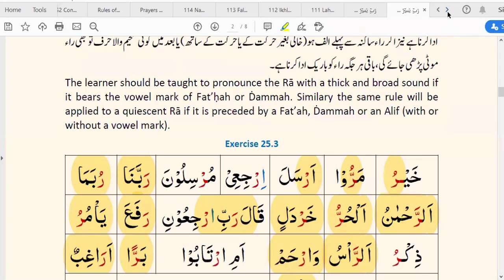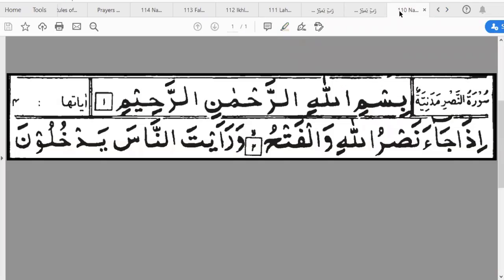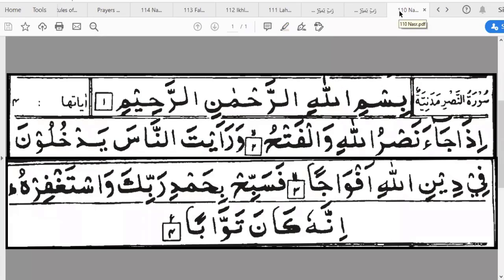So now what we're going to do is practice a new chapter today, which is chapter 110, Surah An-Nasr. We're going to start practicing the surah, and while we do that, we are going to keep in mind all the rules that we have learned so far. The rules you learned last week, and the new rule, the thickness of Ra rule. I'm going to recite the surah once, and then I'll call the students on mic and we'll practice the chapter as many times as possible.